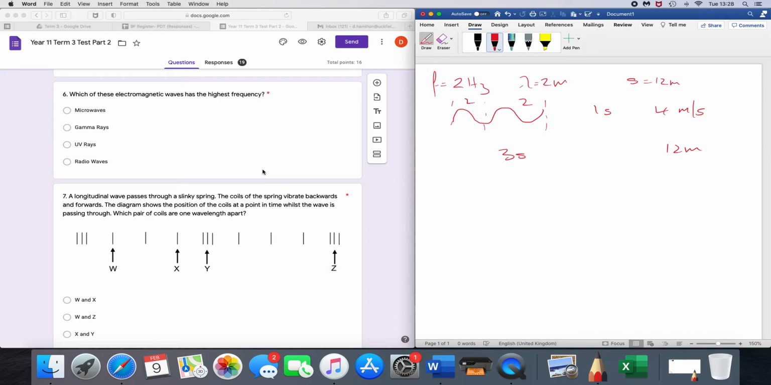Question 6, which of these has the highest frequency? Well, you just need to know that the answer is gamma.